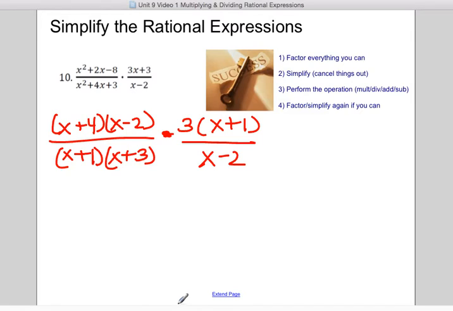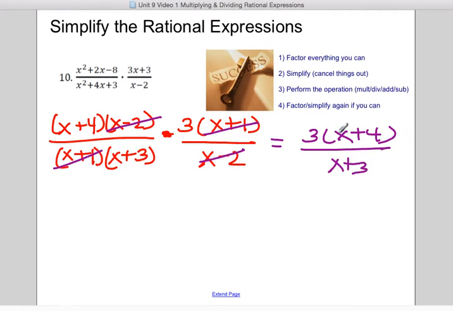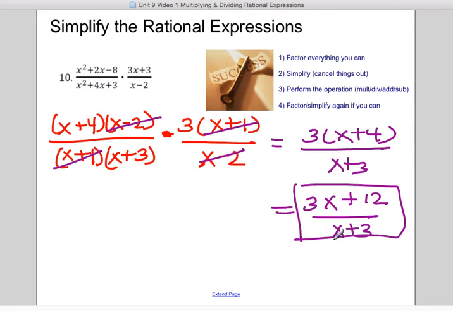Now I go ahead and I say, can I cancel anything or simplify anything? There's an x minus 2 on the top and on the bottom. As long as there's one in the top and the bottom, they can cancel. Okay, same with my x plus 1. Looks like that is it. So I would have 3 times x plus 4 all over x plus 3. And I would just confirm none of those cancel. And you could leave it like this, or you could redistribute the 3. I'll take either answer. And there is your answer for number 10.